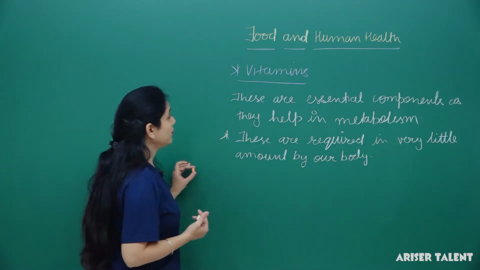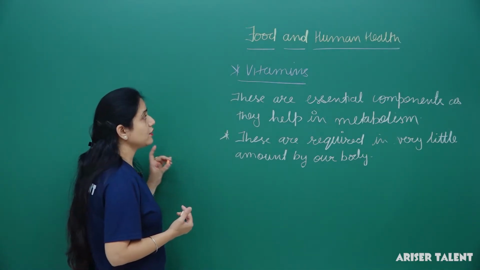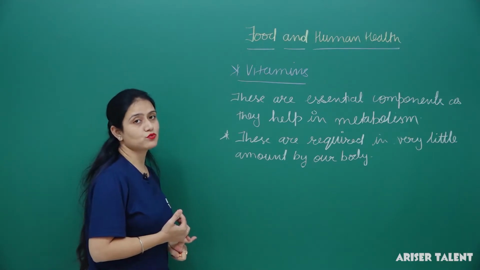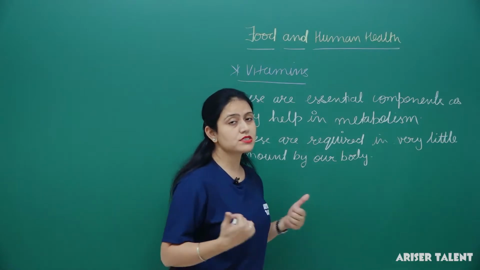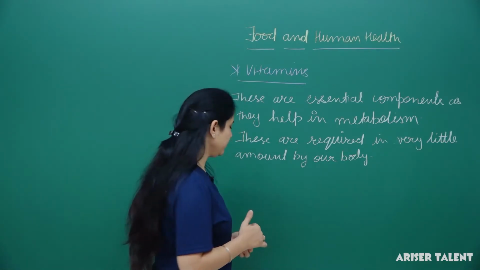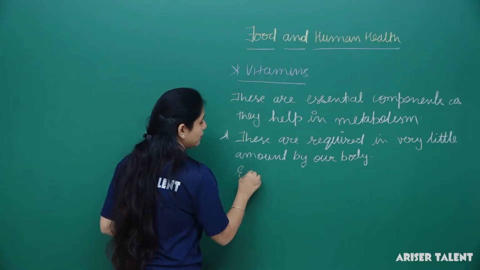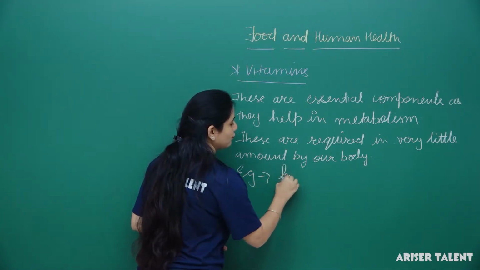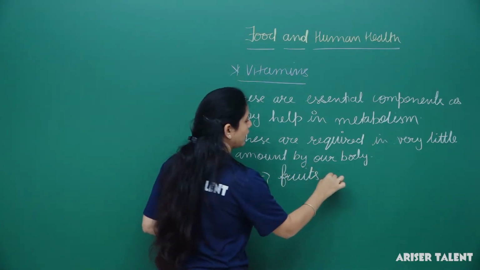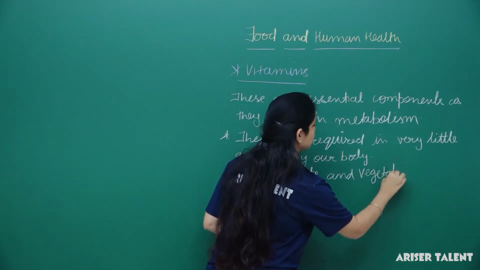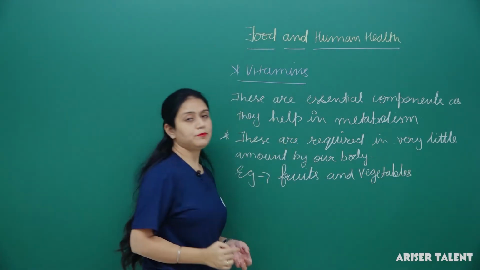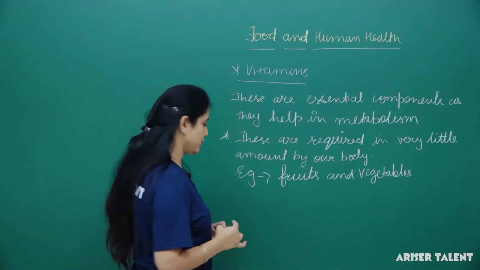Fine. Now let me tell you about the minerals. As I told you, these vitamins and minerals help us to fight diseases. How do they help us to fight diseases? Because they boost up our immunity. Generally we get vitamins from the fruits and vegetables, and they help us to boost up our immunity.